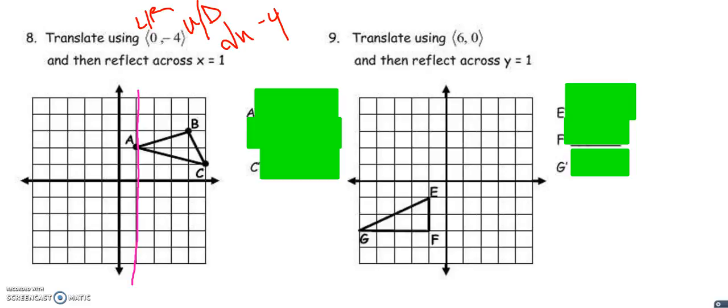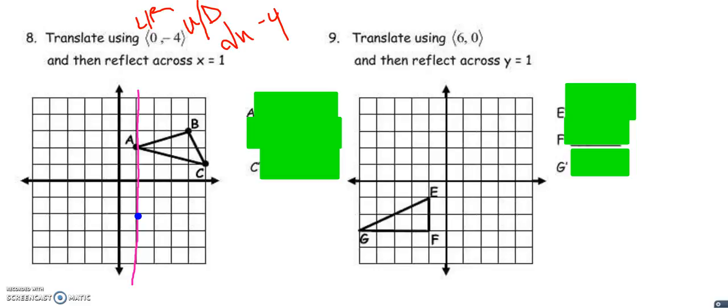You can do this by translating and getting your new shape and then reflecting, or you can draw that line like I've drawn and do two changes at once. So for example, A is going to go down 4, 1, 2, 3, 4, and then it's going to need to cross or reflect over the x equal 1. Well, it's on the x equal 1 line right there, so it just stays there.